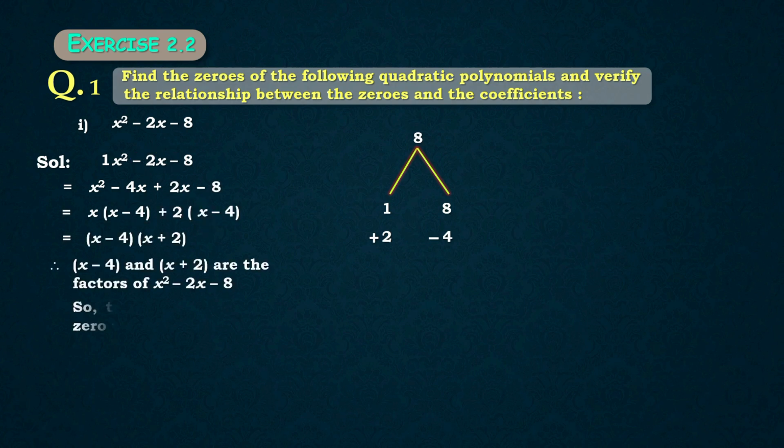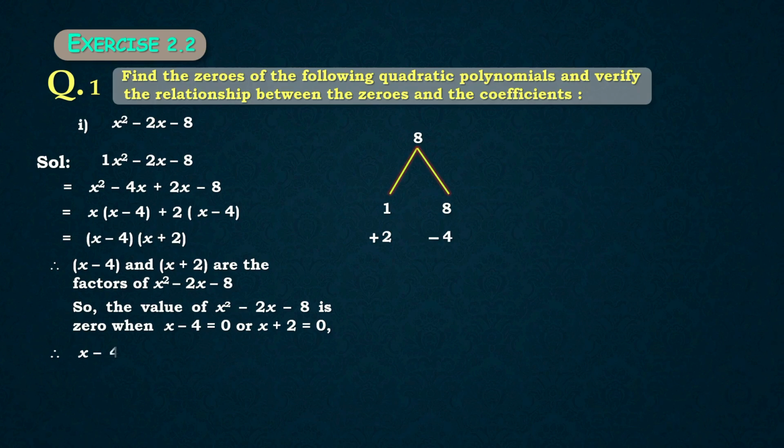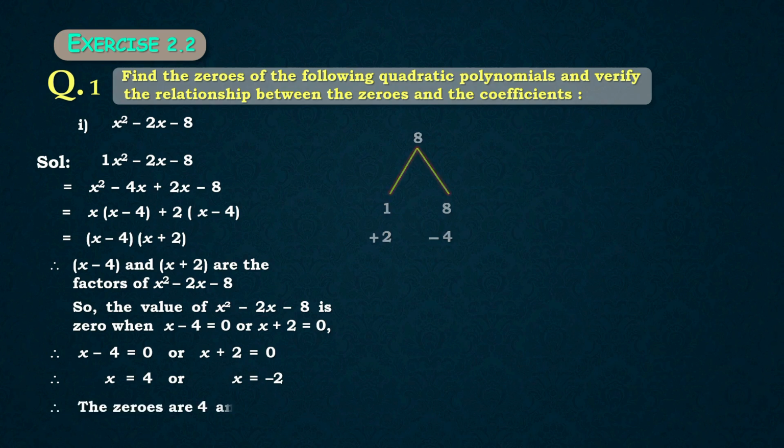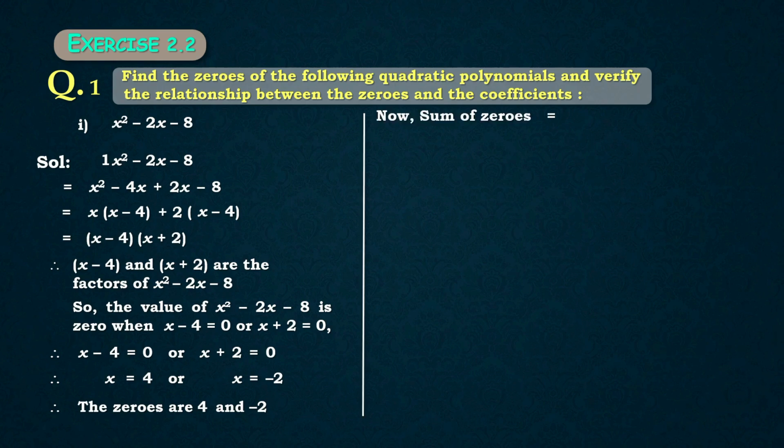Step 2. Finding the values of x. The value of the polynomial becomes 0 when x minus 4 becomes 0 or x plus 2 becomes 0. Solving these, we get x is equal to 4 or x is equal to minus 2. So, the zeros of the polynomial are 4 and minus 2. Step 3. Verification of relationships. Sum of the zeros. The sum of the zeros is 4 plus minus 2, which is equal to 2.